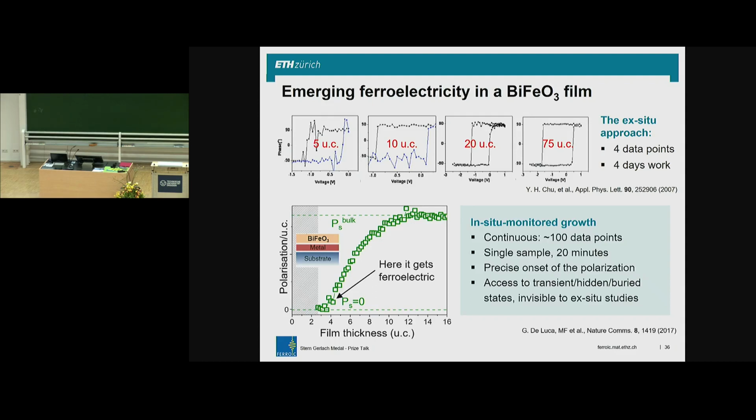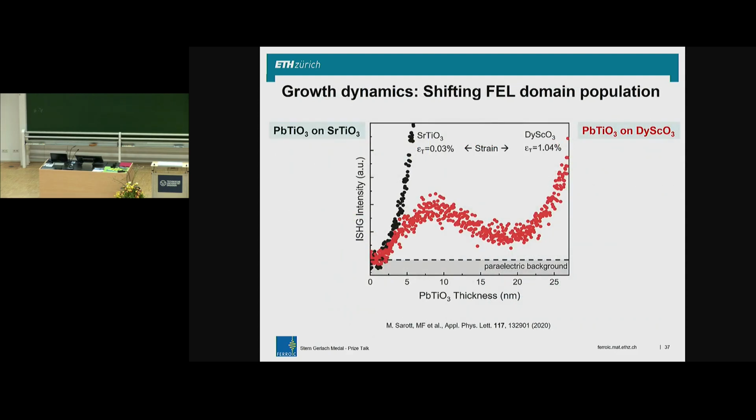Now you can see things happening during your growth that once the growth is completed, you do not see anymore. Example is here. Here we have lead titanate grown on strontium titanate on a dysprosium scandate. If you grow on strontium titanate, the second harmonic signal just grows. That means your film gets ferroelectric, it gets thicker, so more signal. But when you grow it on dysprosium scandate, which is a little bit more strained, also your second harmonic signal grows. That means net polarization grows. Then it decreases, then it grows again.